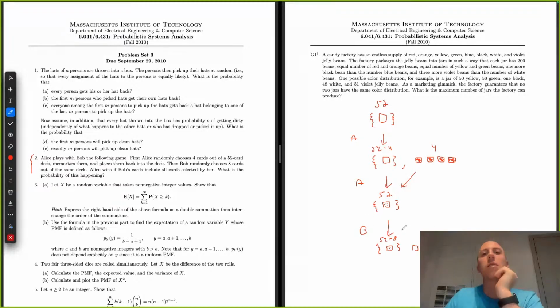So at this point, we have 4 out of the 52 cards that are Alice's. Bob randomly chooses 8 cards out of the same deck. Alice wins if Bob's cards include hers. What is the probability of this happening? What is the probability of Alice winning?